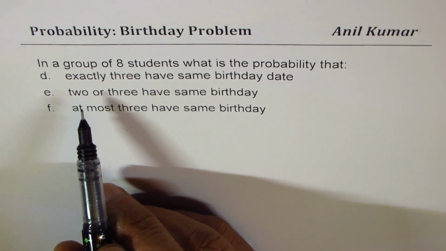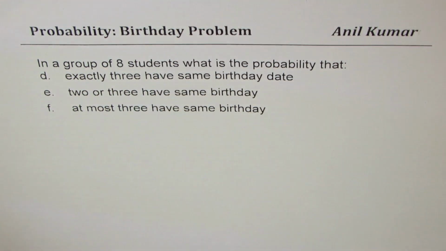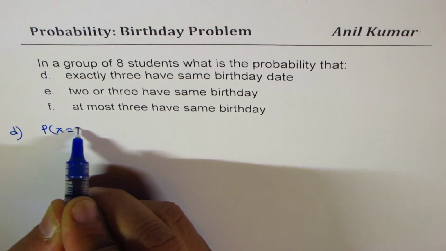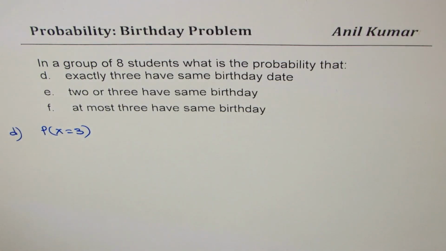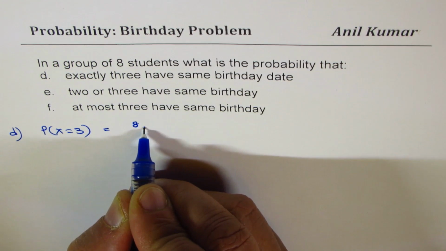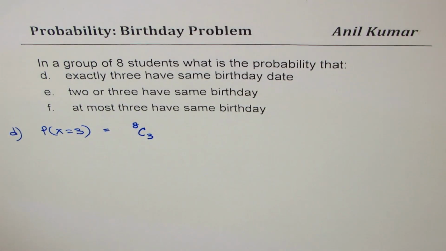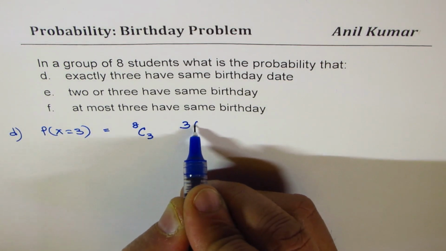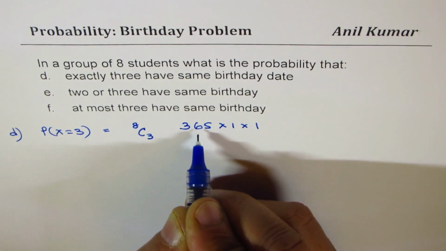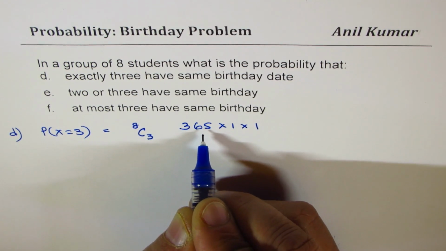So now part D is exactly 3 have the same birthday. Exactly 3 means probability when x is equal to 3. Now what will happen for exactly 3? As you understand, from 8 we have a combination of any 3. This is one thing. Is it okay? We have a combination of any 3. Now if one person's date is one out of those 365 days, then 2 others will also have the same date. Does that make sense to you, right?